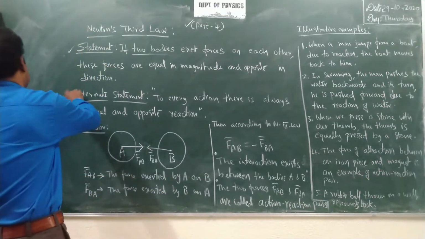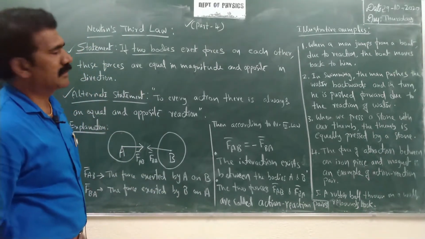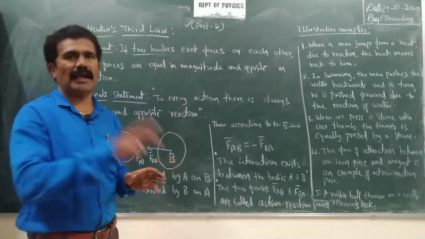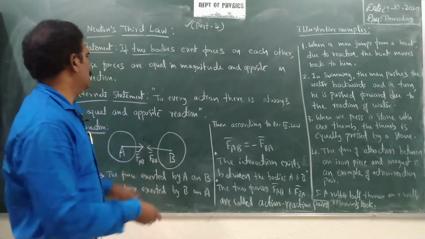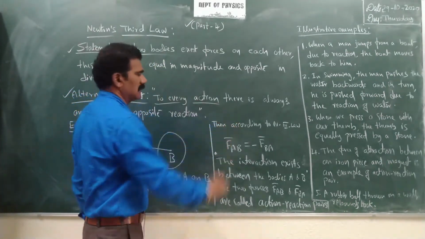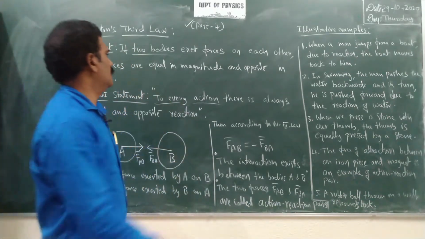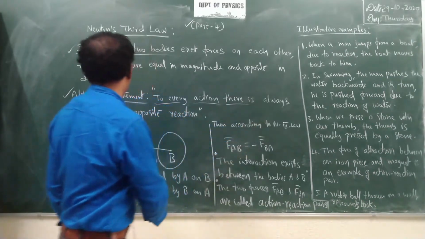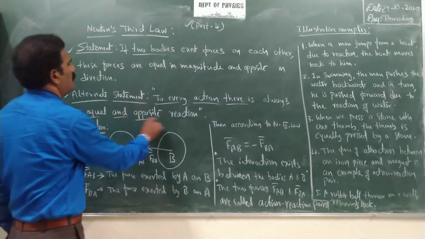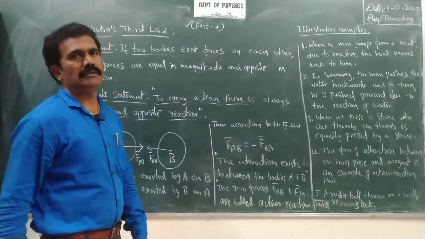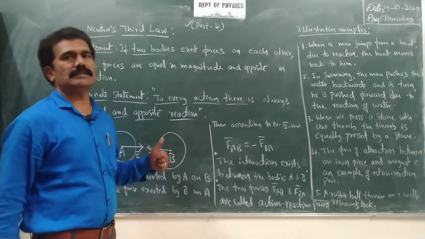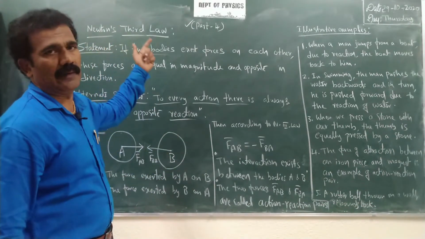The alternate statement is very well known to you. If you consider the forces in the form of action and reaction, then we can say to every action, the force acting on a body is called action basically. So to every action there is always an equal and opposite reaction, right? That is also considered the alternate statement for Newton's third law.